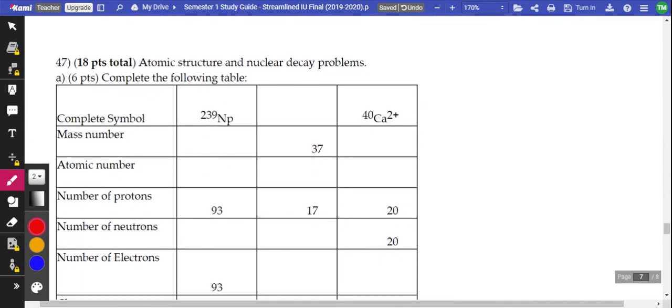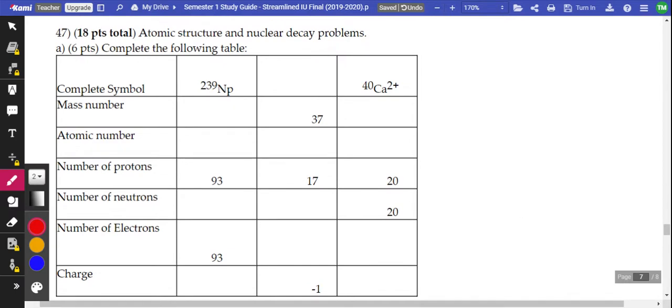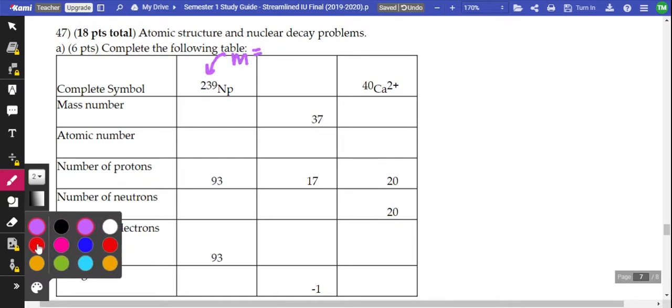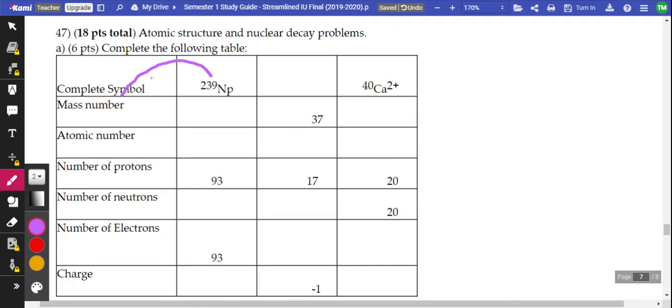Number 47, atomic structure and nuclear decay problems. Okay, so we're going to complete this table. All right, this number up in the top left of an atomic symbol is called the mass number. And the mass number, I'm going to call it M, is equal to the number of protons plus the number of neutrons in an atom.